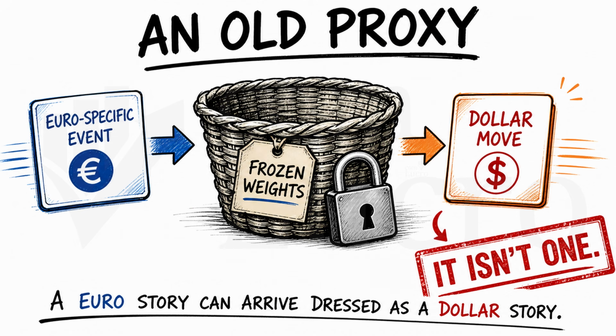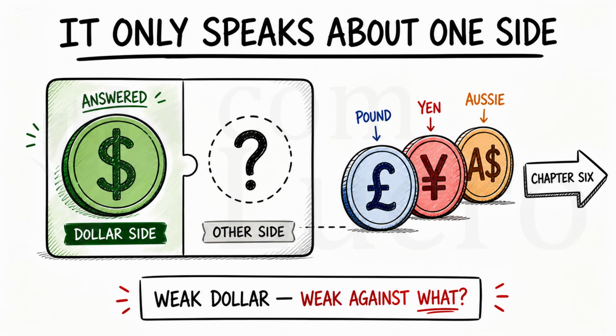First, the index is a proxy, and an old one. Frozen weights, no China, no commodity dollars, and more than half of it is a single currency. So when the euro does something unusual for euro-specific reasons, a European central bank surprise, say, the dollar index will report it to you as a dollar move. It isn't one.